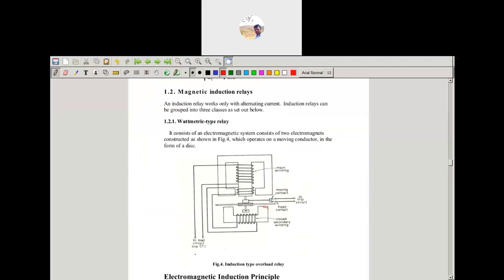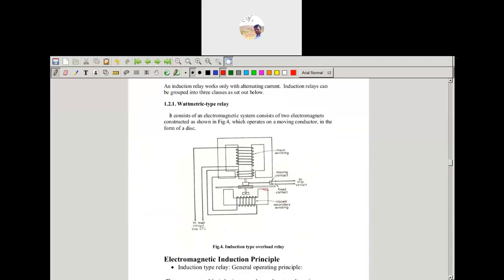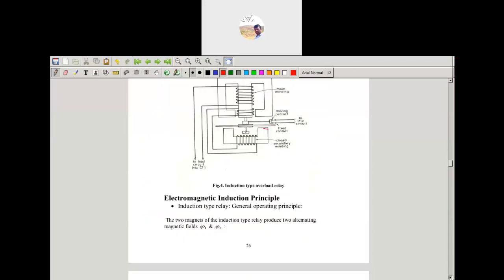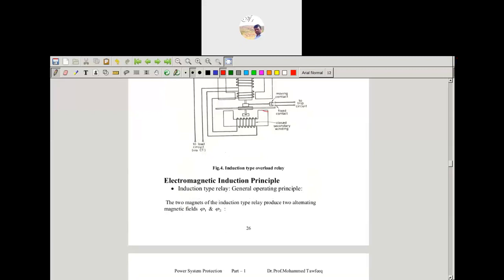So it is connected via the CT, the current transformer, which is the signal for the input current. Based on that, the induction operation here will be of the wattmeter type, based on the induction type relay.